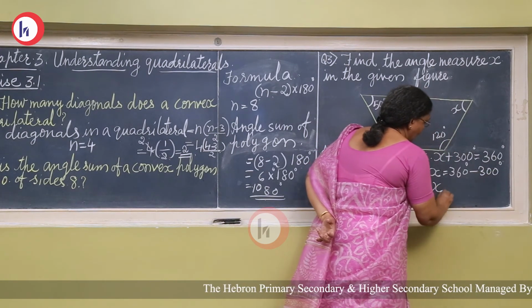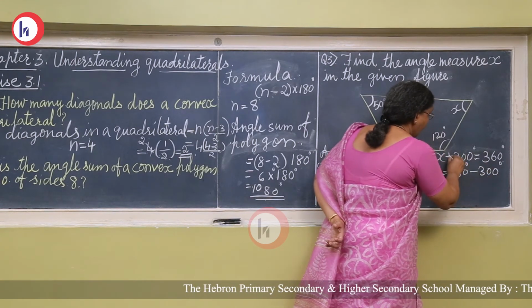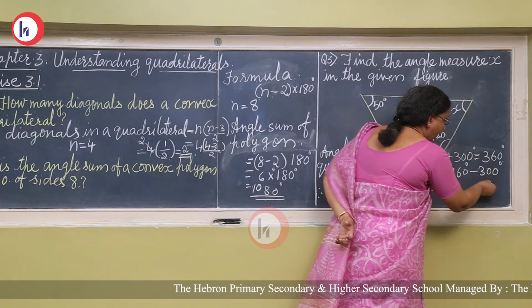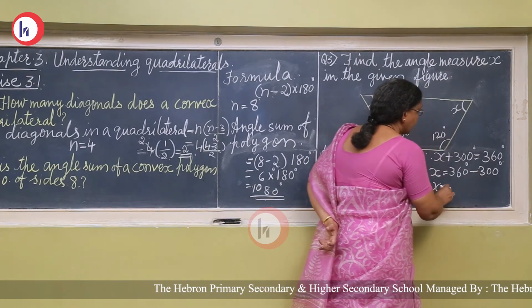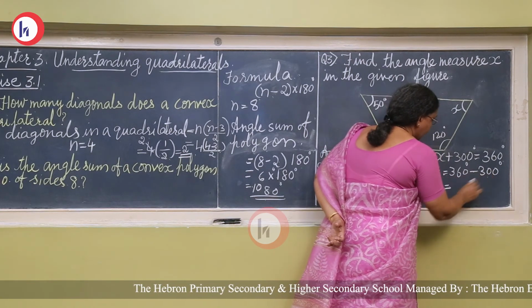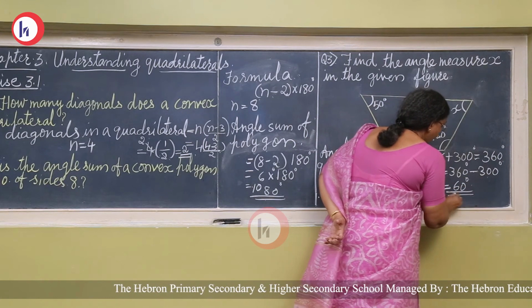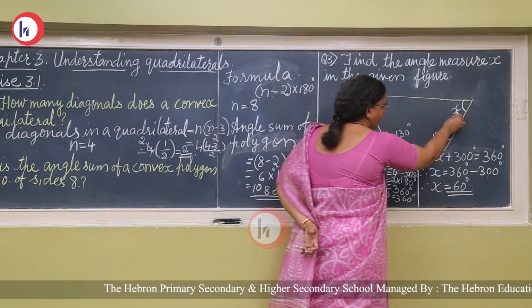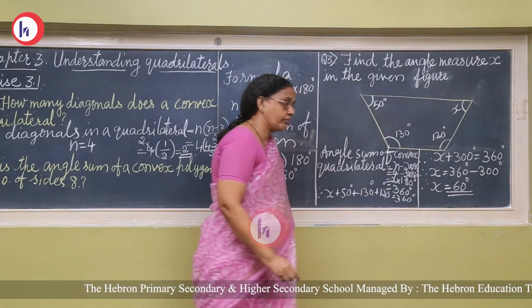Therefore, x is equal to, how much is it? 360 minus 300. When the positive sign goes to the RHS, as we have already learned, it will become minus. That is LHS and RHS. So, 360 minus 300 will be 60 degrees. So the value of x, the measure of angle x, is 60 degrees.